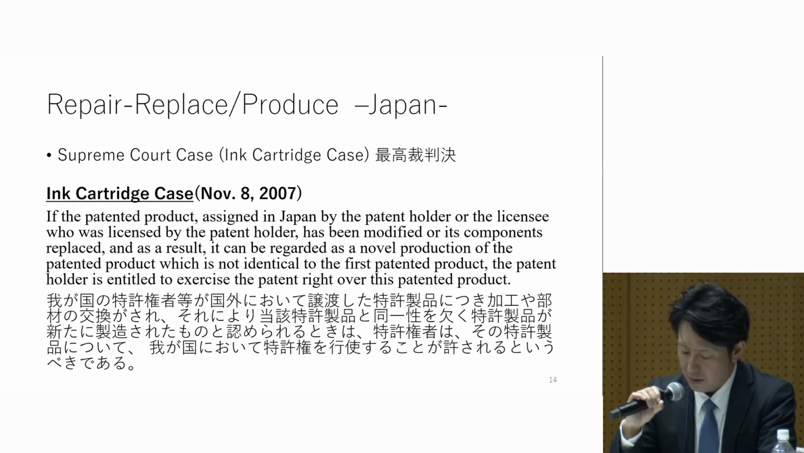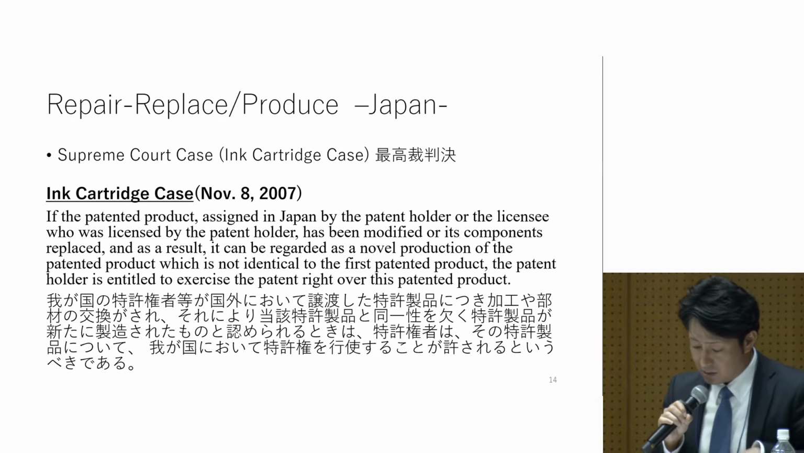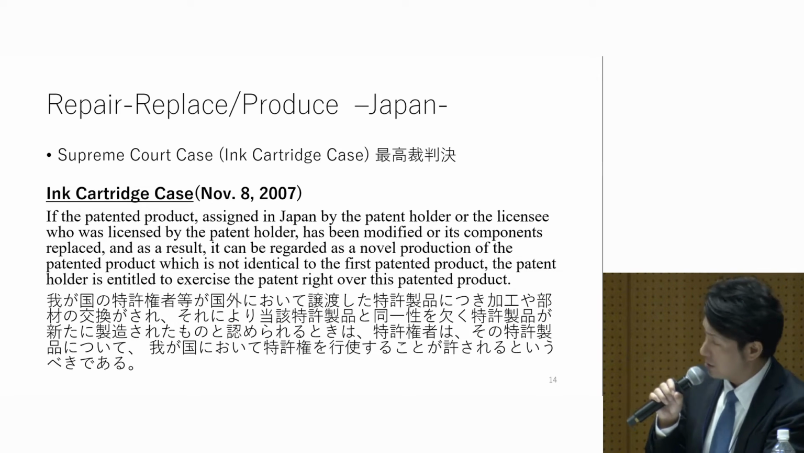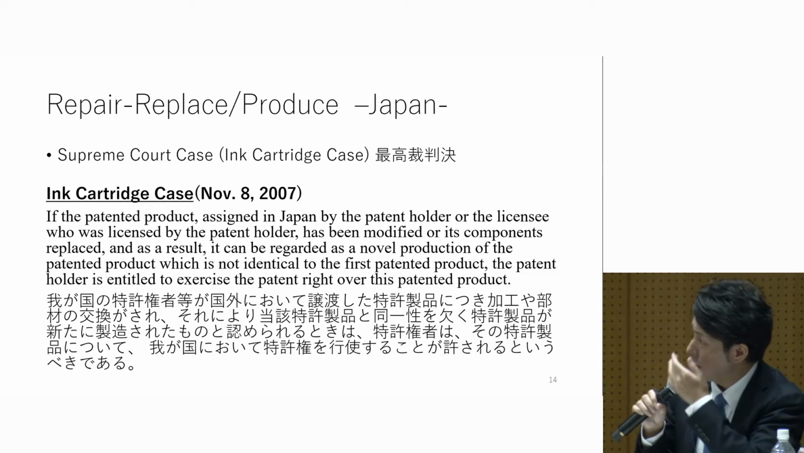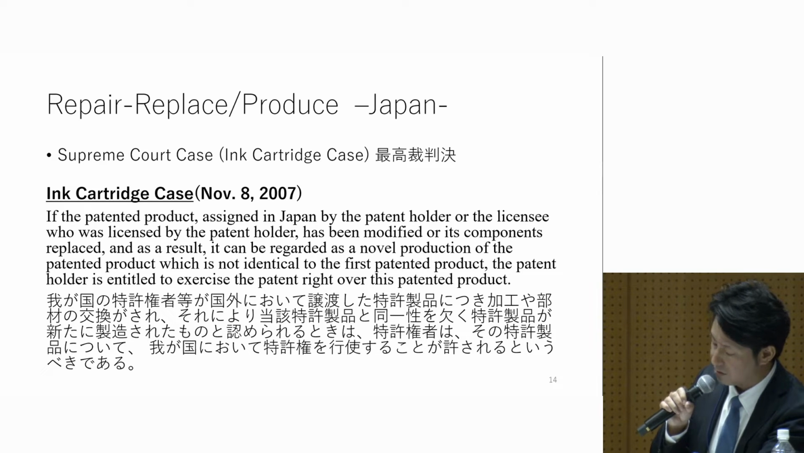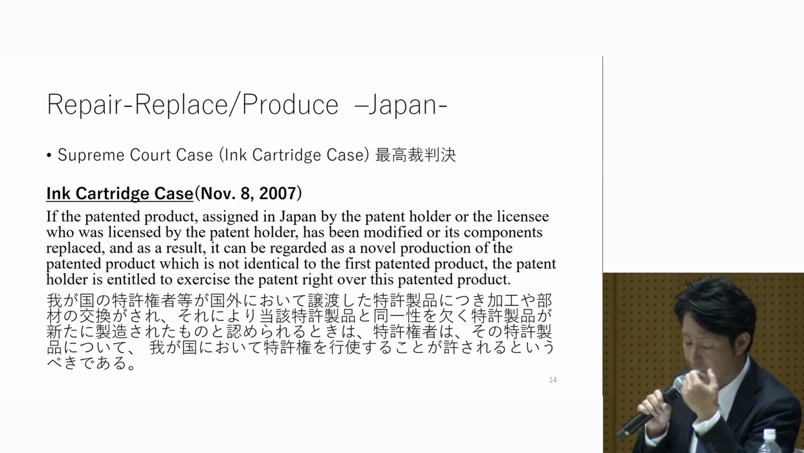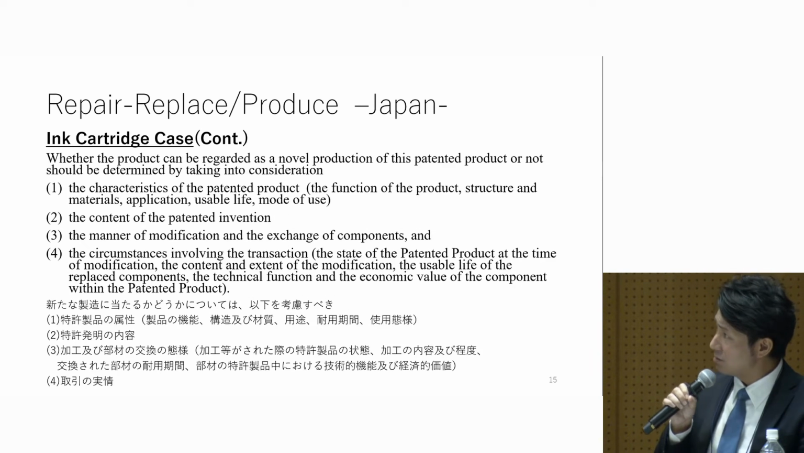Quite simple. But how do we determine whether there is a new production or loss of identity of the product, which is infringement, or just fixing the product, which is the holder's legitimate right on the goods? The Supreme Court says that we should consider many factors, which are on the slide here. The factors are the nature of the product, the patented invention, the modification, and the market. Next slide, please.